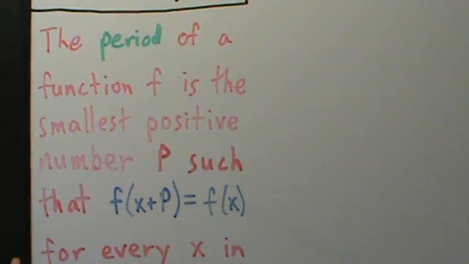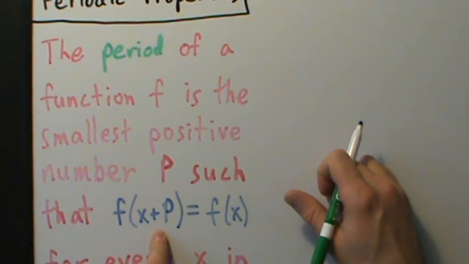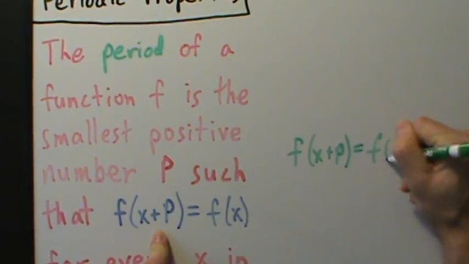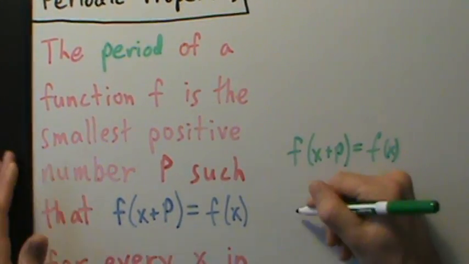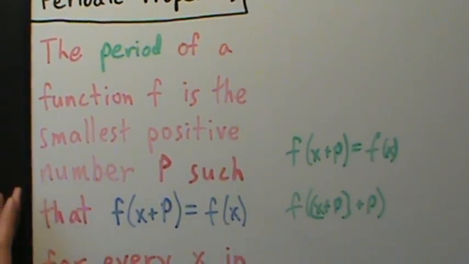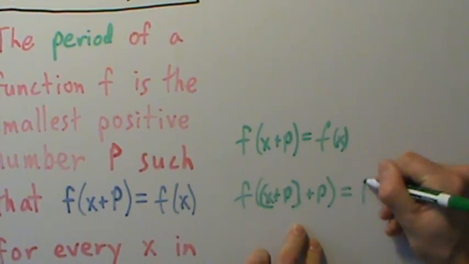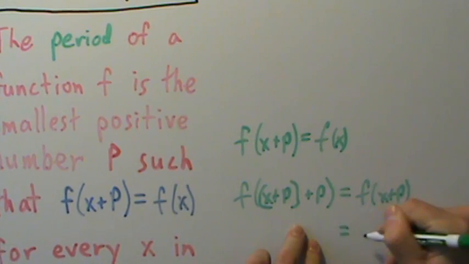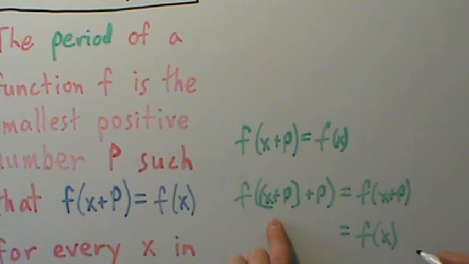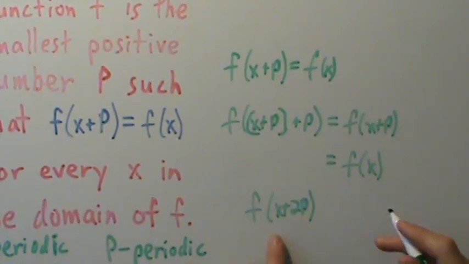It is important that we take p to be the smallest positive number, because if f of x plus p equals f of x, you could add p again. f of this plus p equals f of this, but that's just the same thing as f of x. So what is this though? f of x plus p plus p is f of x plus 2p.